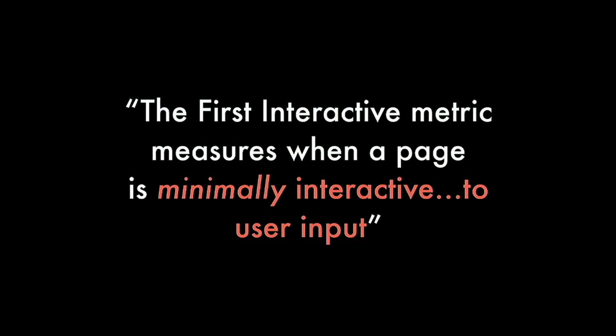The next one is time to interactive. I somewhat jokingly call that the silent killer, because first interactive is when your page is minimally interactive to user input. And it's not as obvious as speed index, because if your speed index is slow, you just don't see anything. But if your time to interactive is slow, your users are trying to click on things and type on things, and nothing's happening. And it's super irritating, but it's not as obvious if you're just casually loading the site and looking at things.